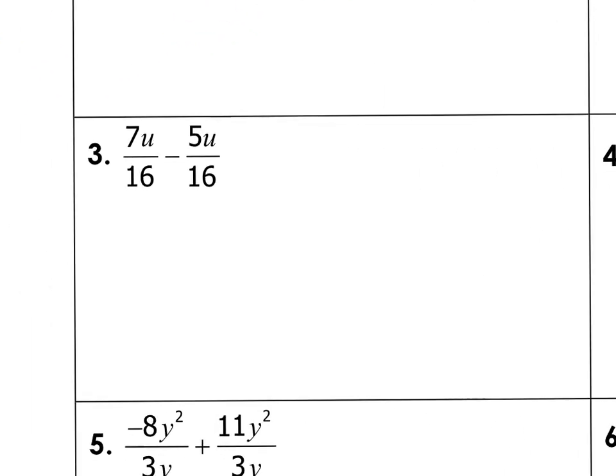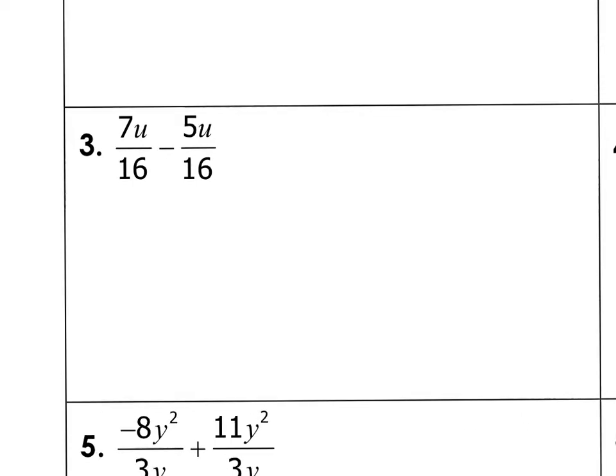So number 3, let's see. So this time I have a subtract problem, and yeah, I'm kind of highlighting what I'm doing so it keeps my mind fresh on what I'm actually doing to the problem. So I've got 7u minus 5u all over 16.